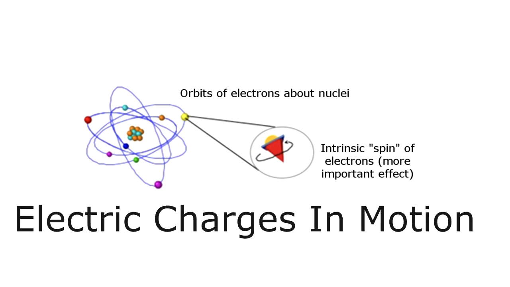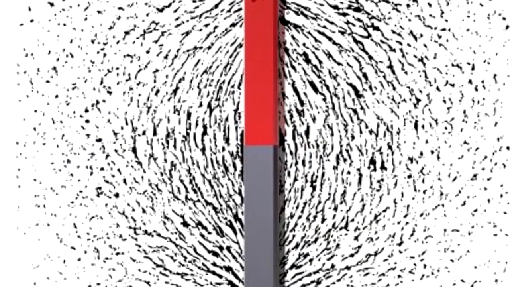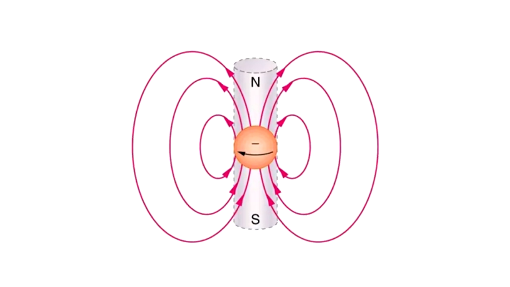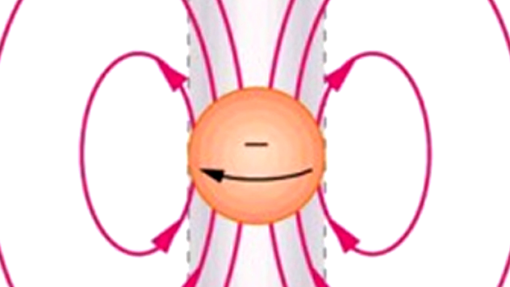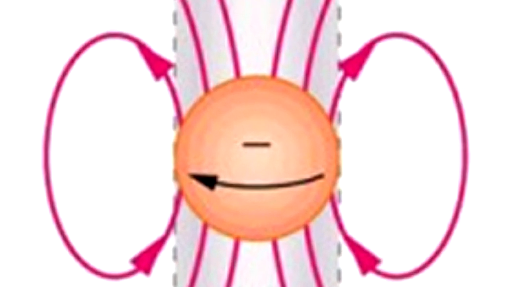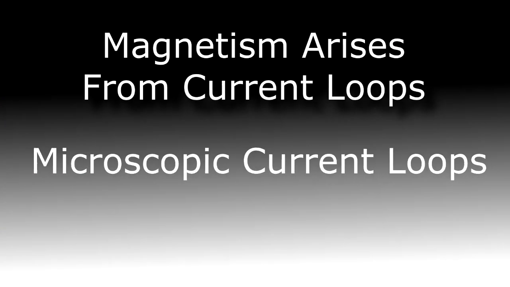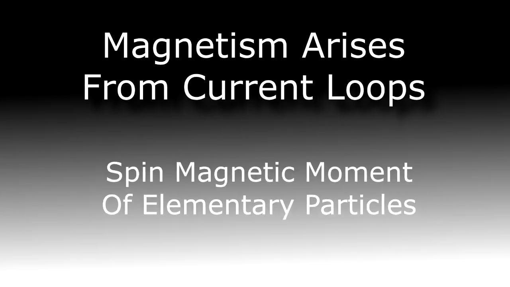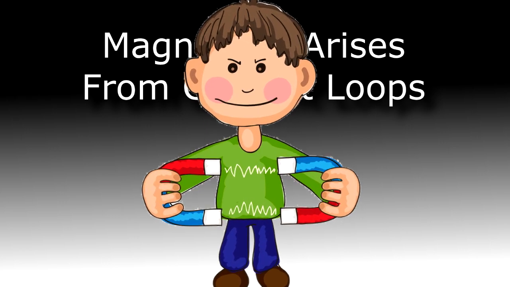Yet, all magnetic phenomena are due to electric charges in motion. And in fact, if you could examine a piece of magnetic material under the microscope at the atomic scale, you would find little tiny current loops: electrons, little tiny magnets spinning on their axis and orbiting around the atomic nucleus. So magnetism at its roots arises from current loops, microscopic current loops, spin magnetic moments of elementary particles. This gives rise to magnetic materials, like the magnets you're familiar with.